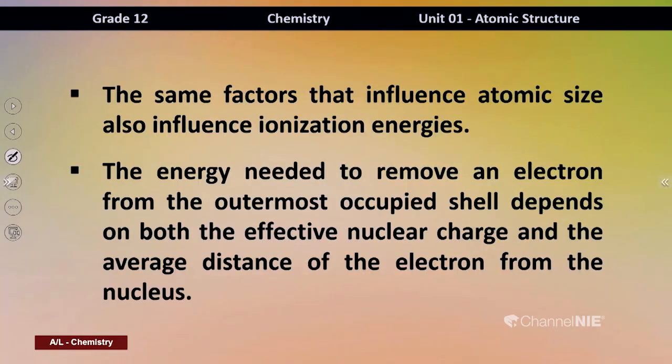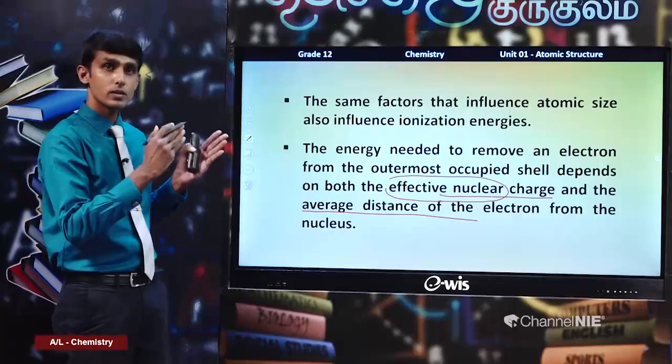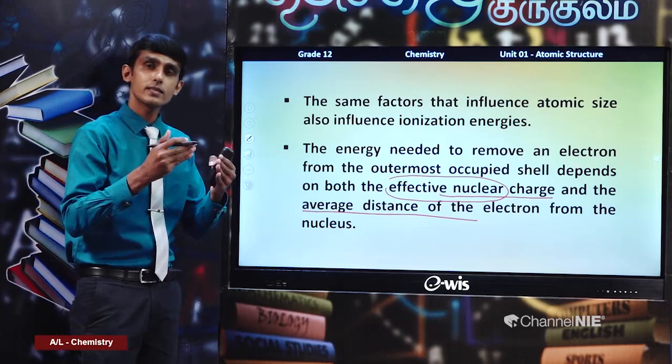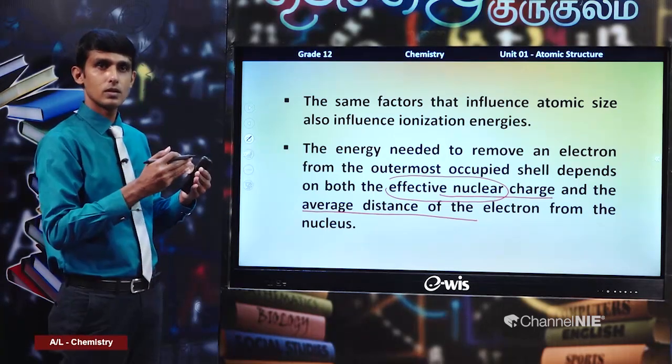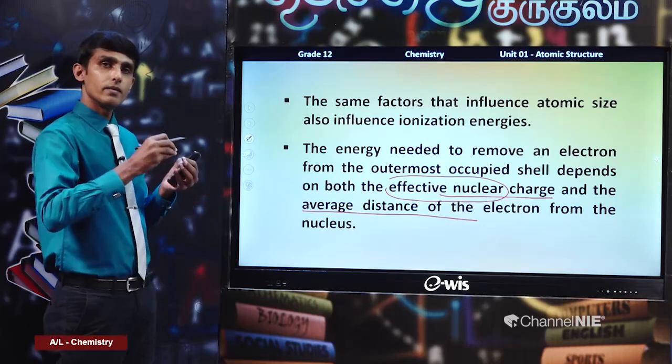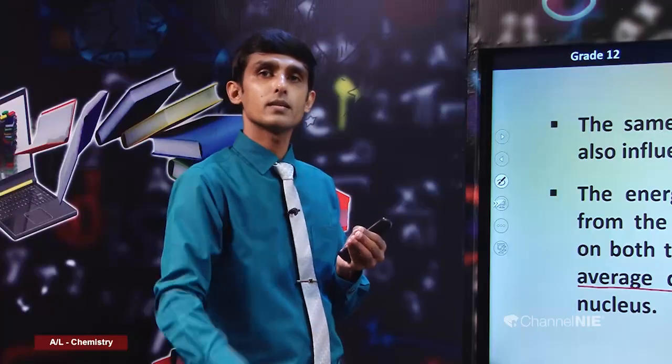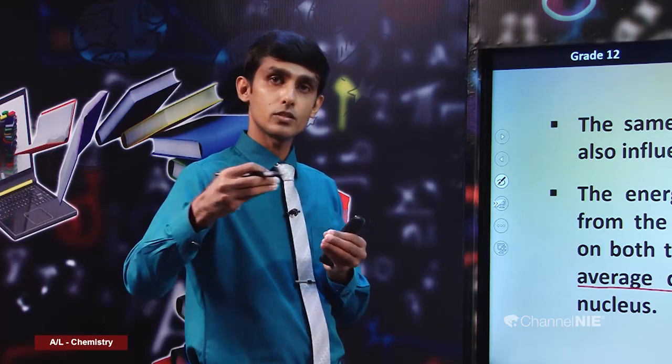The same factors that influence the atomic size, the atomic radius, influence the ionization energies. The energy needed to remove an electron from the outermost occupied shell depends on both the effective nuclear charge and the average distance, that is, the radius or size. When the effective nuclear charge increases, the electrons are more strongly attracted towards the nucleus. When the average distance increases, electrons are further from the nucleus, so attraction decreases.